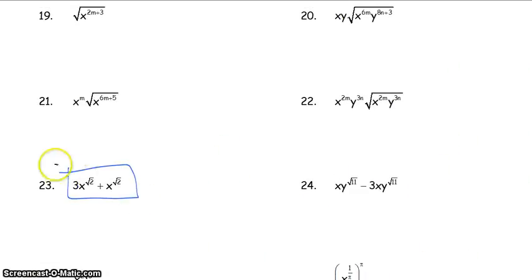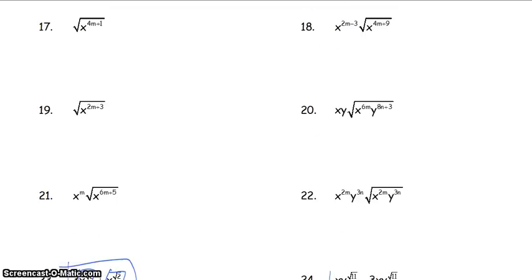That's real quick. Look for like terms. We can't do anything with those, but we have a 3 and a 1, so this is just 4x to the root 2. Don't do too much with those. Same thing with this. These are like terms. It's 1xy root 11 minus 3xy root 11. 1 minus 3 is a negative 2xy root 11. What else do I have?